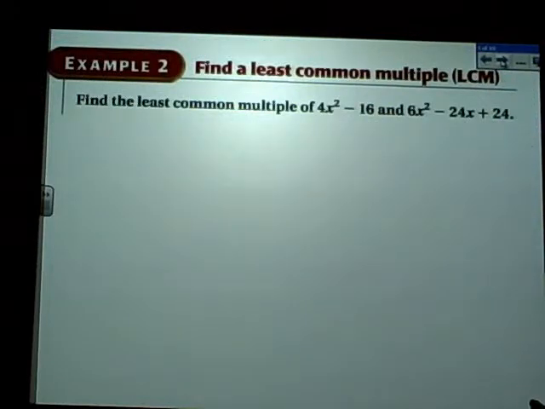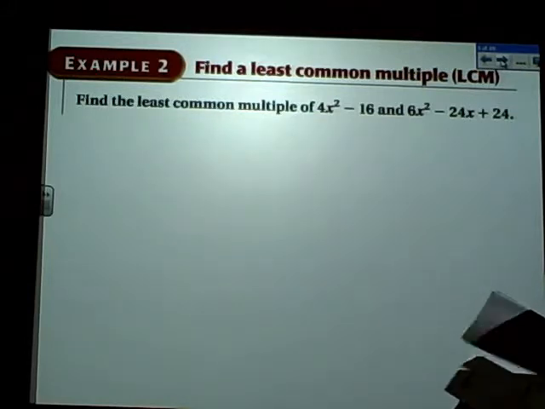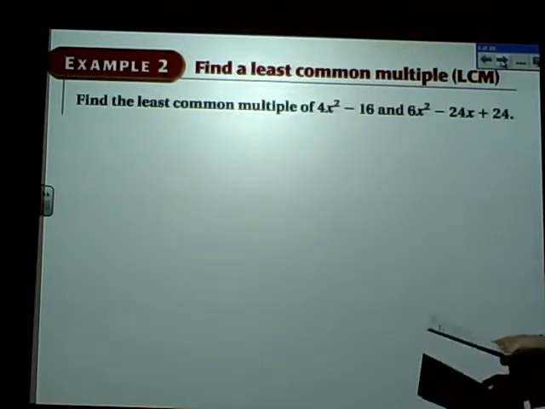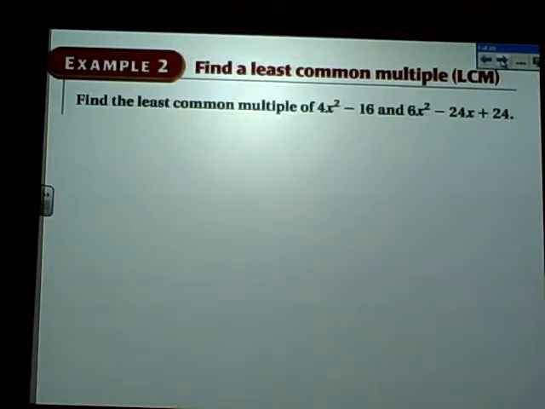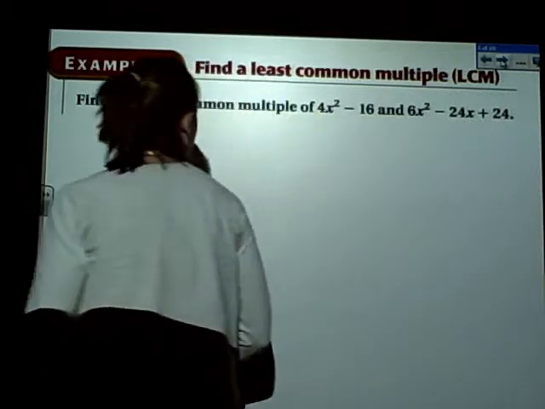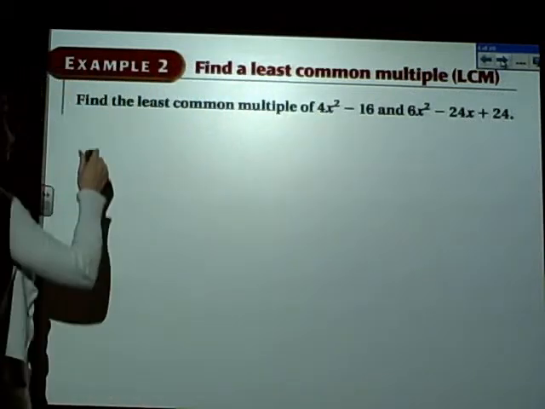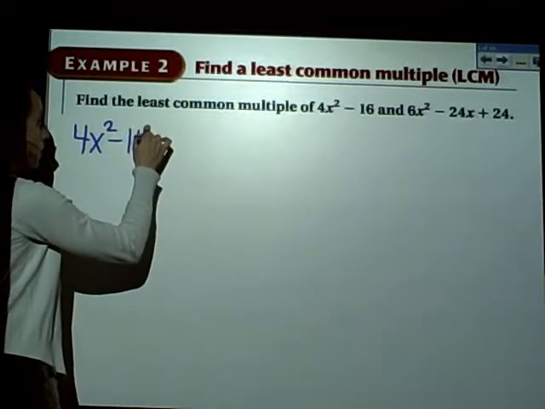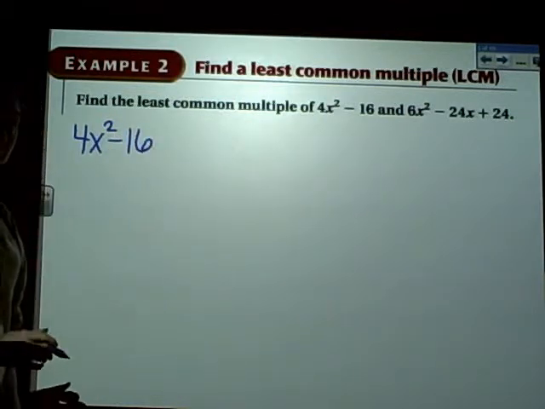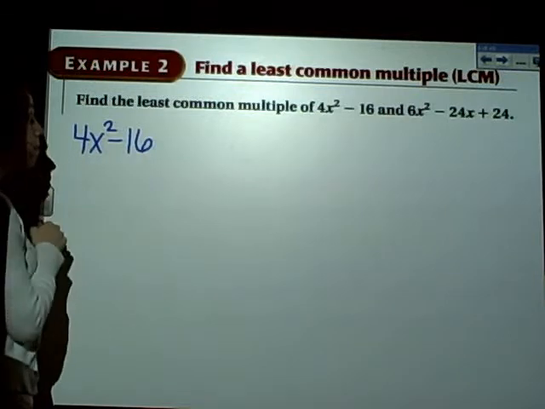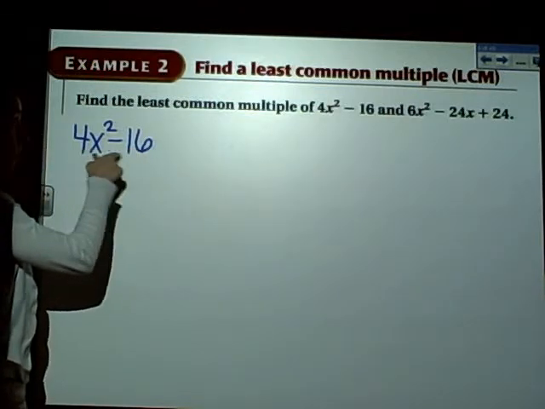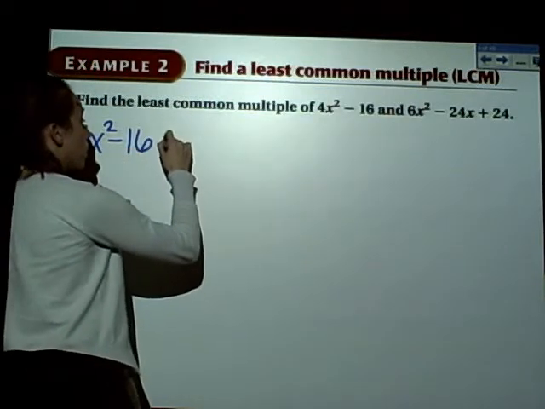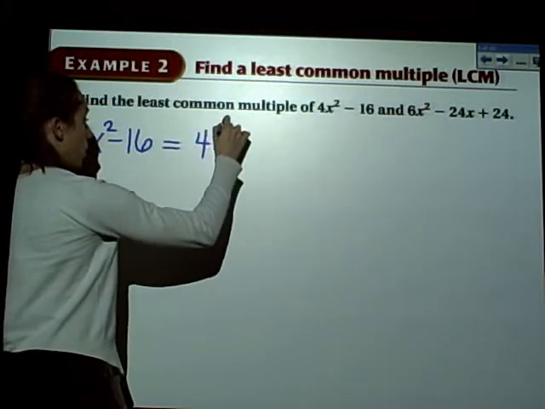We want to find the least common multiple of 4x squared minus 16 and 6x squared minus 24x plus 24. So what I'm going to do is factor each one, and then I'm going to look for what's missing. So we have 4x squared minus 16. Right away we're going to pull out the common factor. 4 is a factor of both 4 and 16. So that's going to get pulled out.